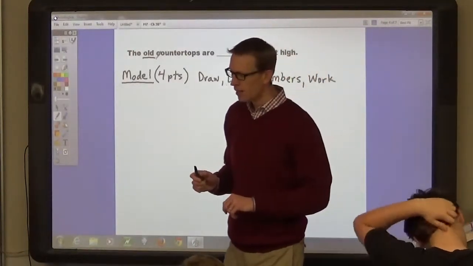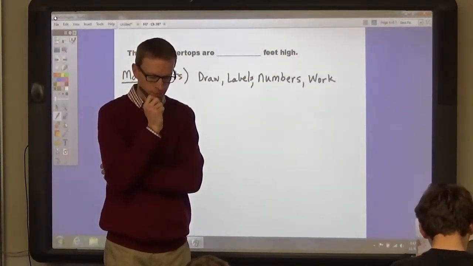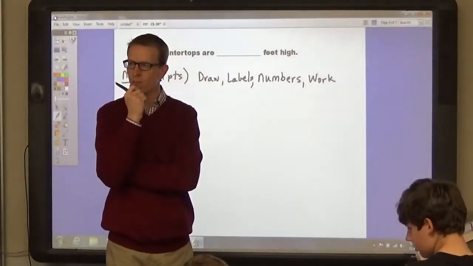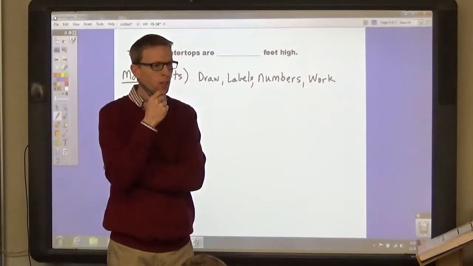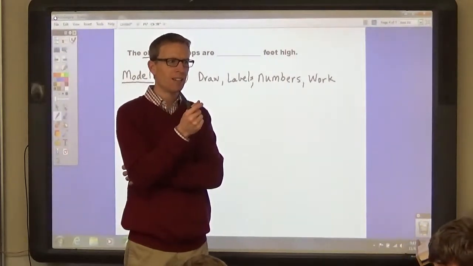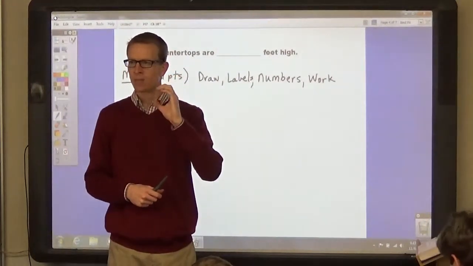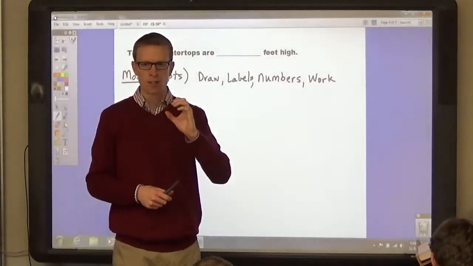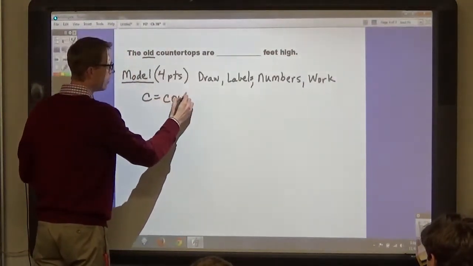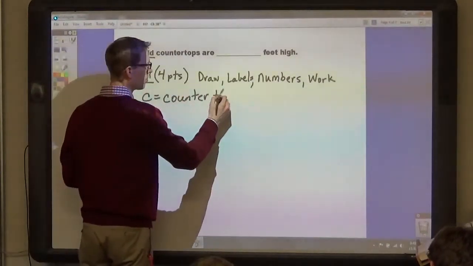How high are the original countertops? Now, if you had to write an equation for this problem, you would have to use a variable. Right? What are we looking for? The original countertop height. Right? That's what we don't know. So OC, we don't want to use O because that looks like a 0, so let's use what? C for the countertop height. Okay? So you should write that. C equals the original countertop.